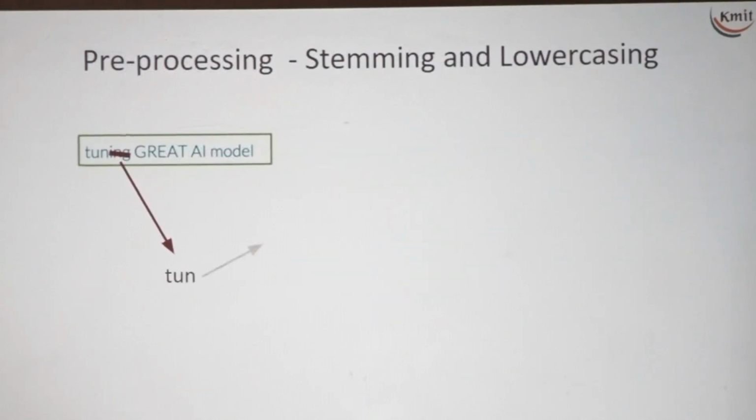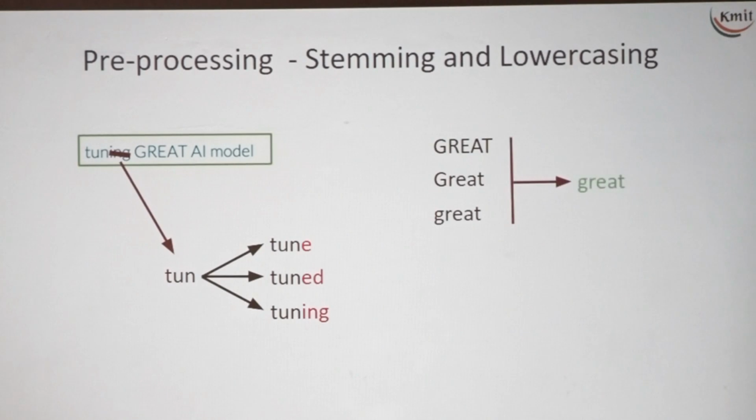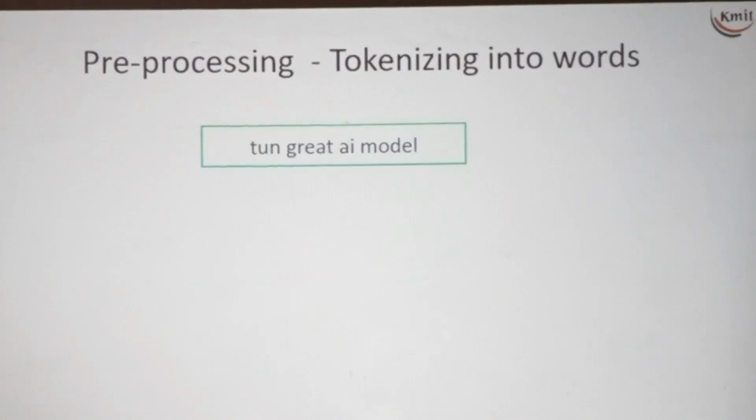Now from this, what am I doing? Tuning is the word there. What am I supposed to do? Stemming and lemmatization. You know the meaning of stemming and lemmatization, I am not repeating this again. And lower casing. So my tweet has been changed to tune great ai model. Did you observe? Earlier great was in capital letters, AI was in capital, now all are lower case, and tuning was converted into tune, right?